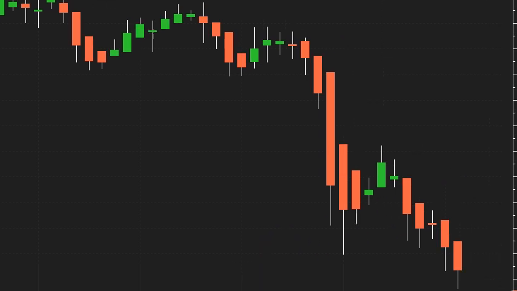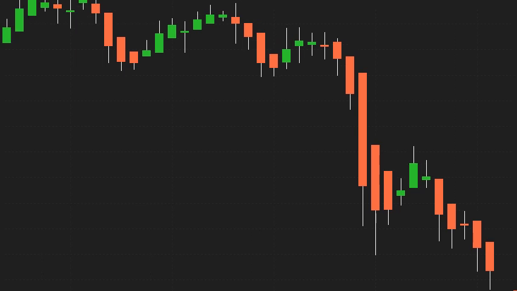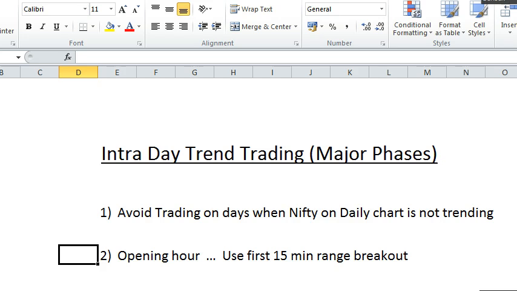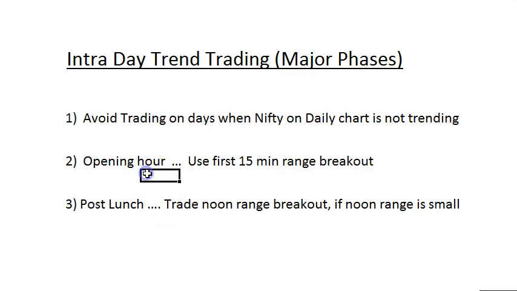So you avoid certain days for intraday trading. Let me move on to the next point, which is the opening hour. Among the three phases that happen in intraday, the opening hour, the noon session, and the post noon session, trade only the opening hour and the post lunch session.